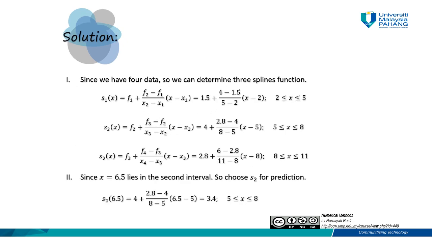Here is the solution for the example. Number 1, since we have 4 data, we can determine 3 spline functions. We need to use the formula for first order spline interpolation. So we will have S1, S2, and S3. Next, we need to estimate at x equal to 6.5. Since x equal to 6.5 lies between 5 and 8, we choose S2 for our prediction. Just substitute all the values we have. So at x equal to 6.5, our estimation is 3.4.